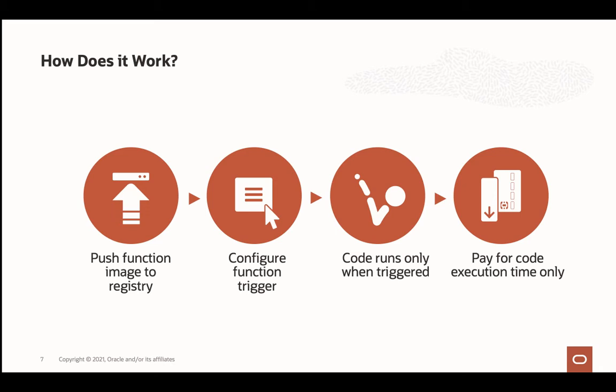Then we allow you to set a bunch of optional function triggers. These are rules that you define based on which your function needs to execute. When those conditions are satisfied, that is when the code will run. And as a customer, you only pay for the actual code execution.